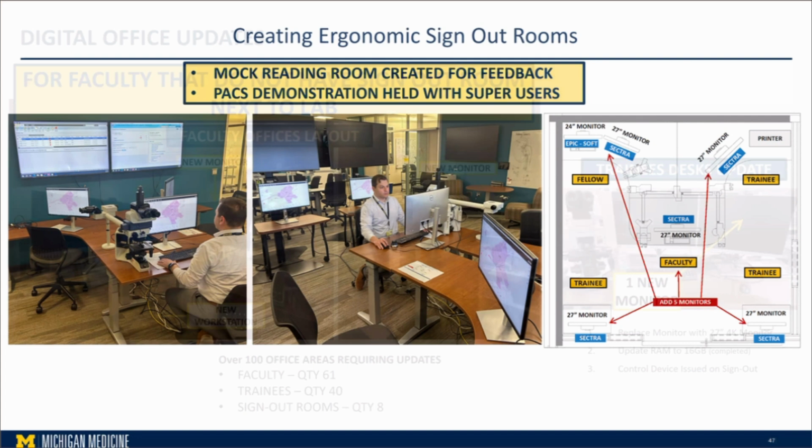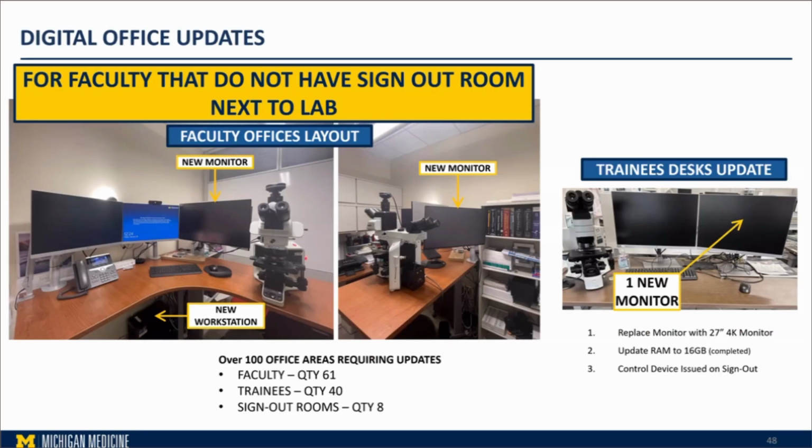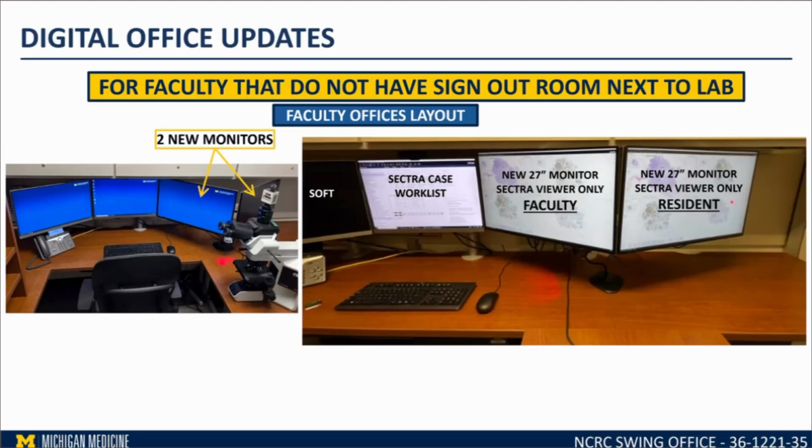We also put into account the faculty offices layout, for those faculty who don't have services or maybe a console to sign out downstairs at those multi-headed displays. We renovated their workstations to have a seamless workflow. So this is a display for the faculty, and the opposite display for the trainee, just like they share the microscope. We put into account the trainee's desk as well.